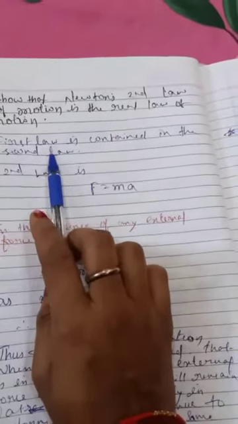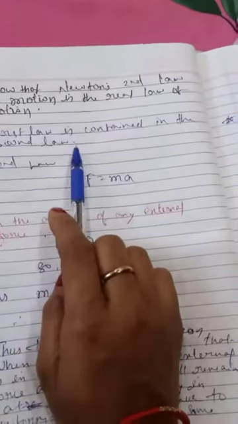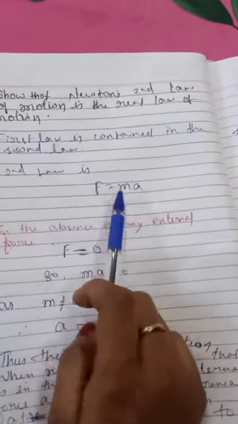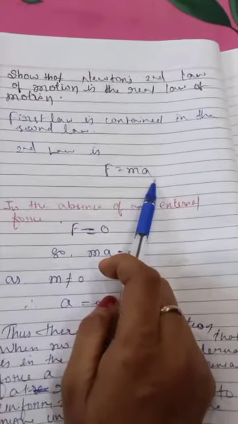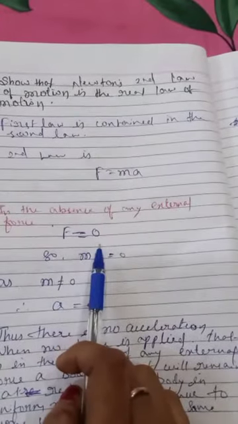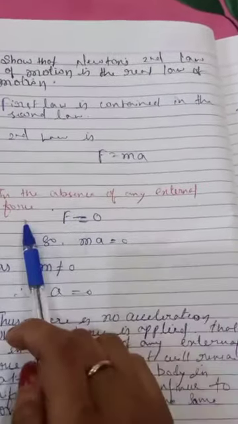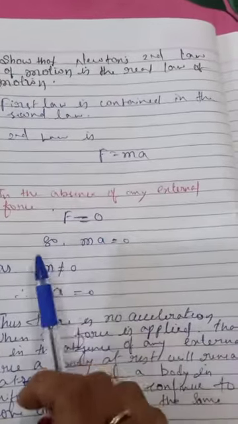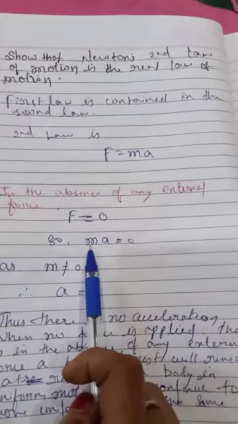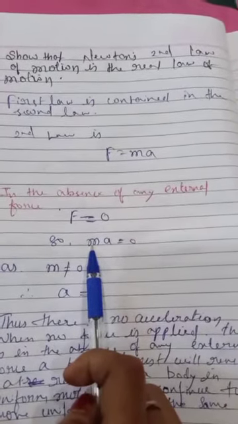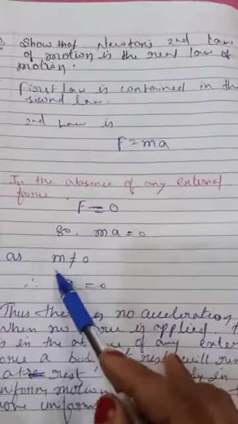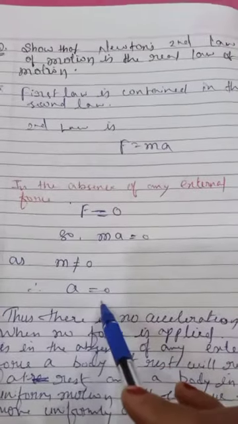Firstly, we will write that the first law is contained in the second law. It means the second law contains the first law. So firstly, we have to write the expression for the second law of motion, that is F is equal to ma. When external force is 0, then F is equal to 0. So in the absence of any external force, F is equal to 0. So F is denoted by ma, so ma is equal to 0. But m is never equal to 0 because m is the mass, that is constant. So m can never be 0. So here we will write m is not equal to 0, but a can be 0.